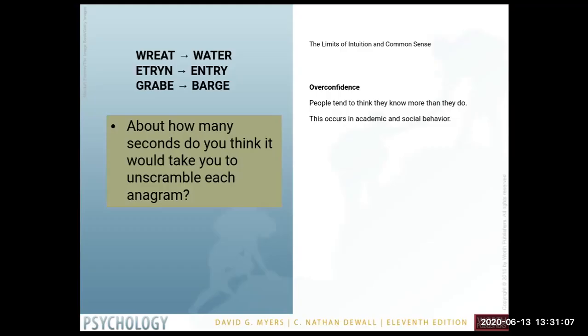This occurs in both academic and social behavior. In academic settings, we use the fallacy of the cram. Cramming for exams. I'm actually going to cover this more in chapter 8 on memory, but I'll give you a little taste right here. People who cram for exams, meaning that they only study and pull an all-nighter the night before the exam is up, those people tend to not do as well as they think they did.